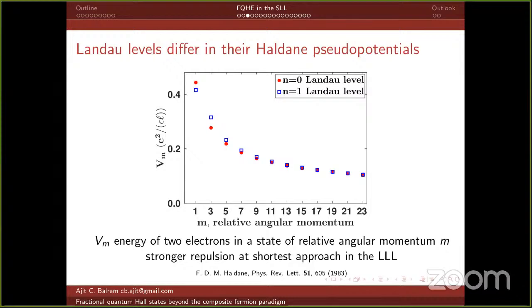Okay, so I don't see any more raised hands. So let's thank you, Ajit, for this nice talk. So our next speaker is Udit Khanna. So Udit, please share your screen if you are here.